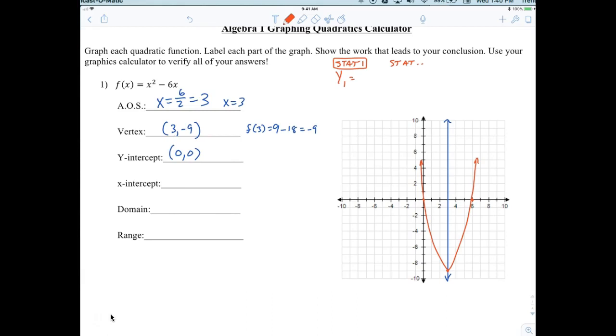Now, once you have x squared minus 6x, I want you to hit graph. And when you graph, the parabola should come up. Anybody have a question with that?